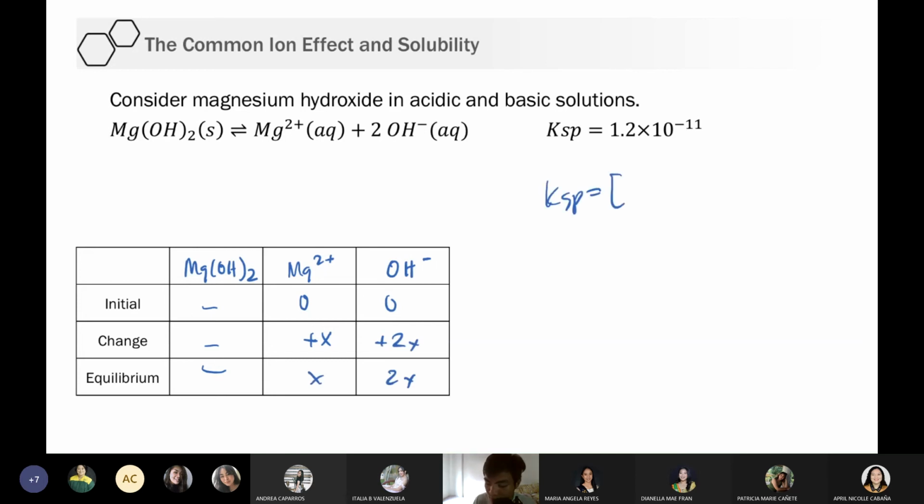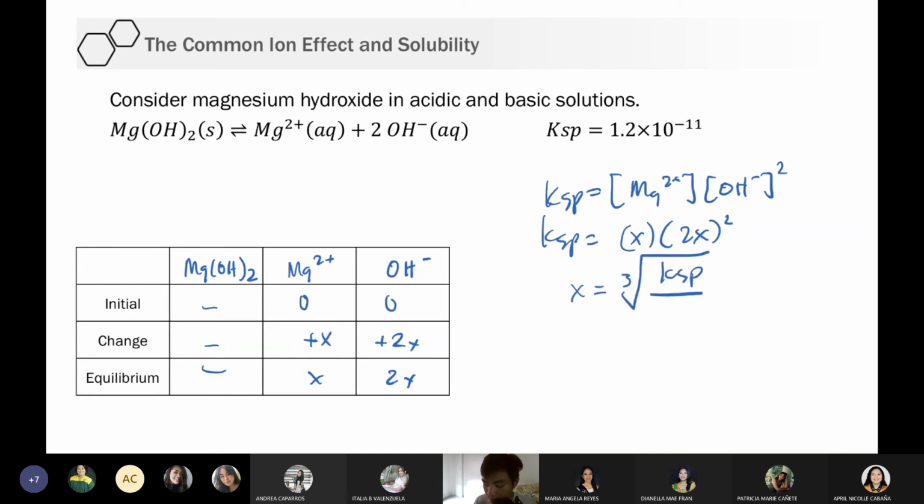Ksp equal concentration of Mg2+ times concentration of OH- squared. So, Ksp is x times 2x squared. Or, since 1 to 2 yan, that is x equals the cube root of Ksp over 4. So, dito lang din galing yan. So, let's solve for x, the molar solubility. Okay, so Ksp is 1.2 times 10 raised to negative 11 divided by 4. 1.44 times 10 raised to negative 4 molar.